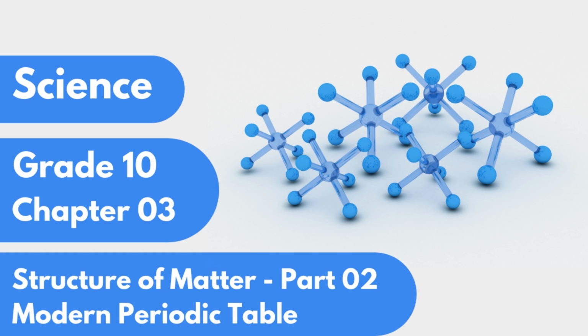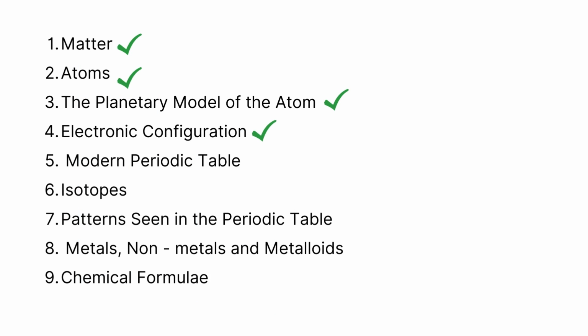Hi students, welcome to MI Academy, and today in this video we are going to continue the grade 10 chapter 3 of the science, structure of matter. Until now we have studied about matter, atoms, planetary model, and electronic configuration. And today in this video we will study about the modern periodic table.